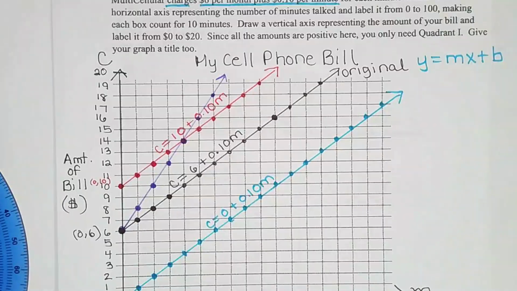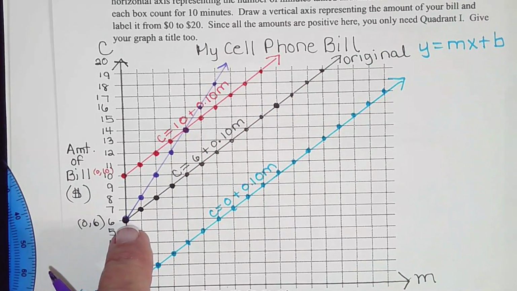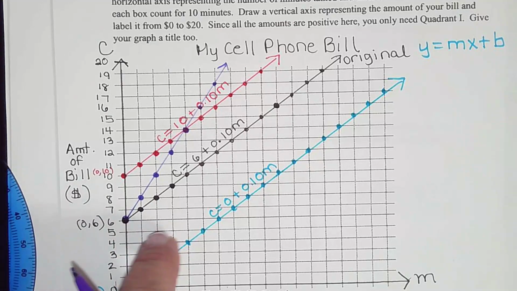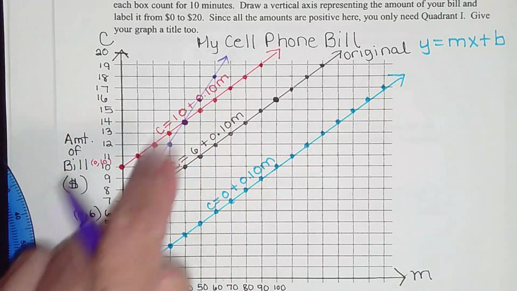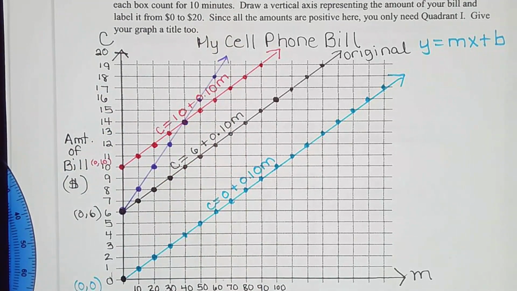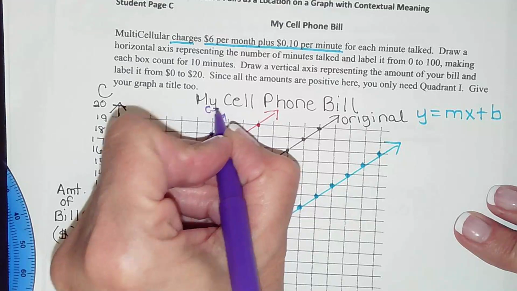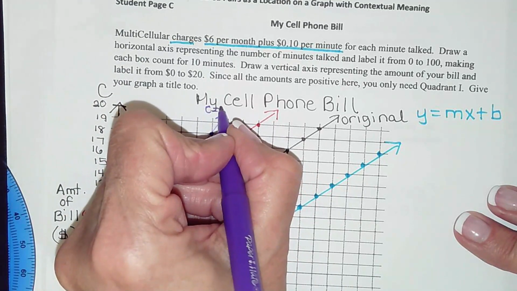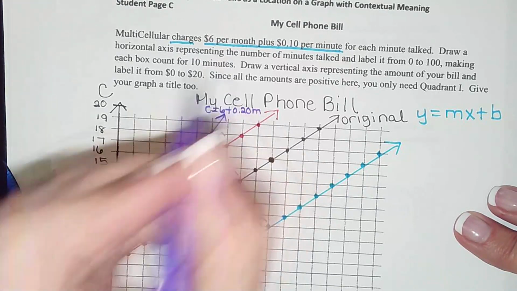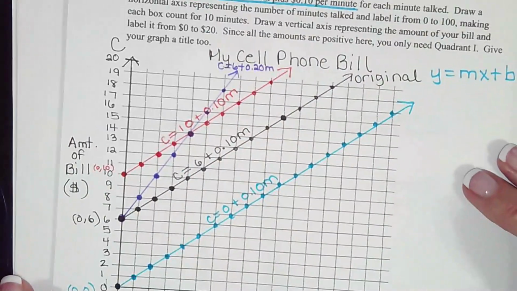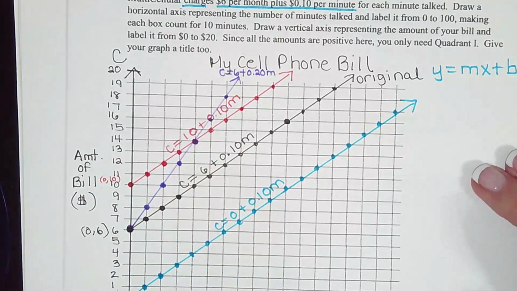So let's see if our prediction was correct. Was the y-intercept the same as the original? Yes. Is the graph steeper than all of our other ones because of the higher per minute charge? Yes, it's going up much more quickly. So this one, I'm going to put the equation up here. C equals $6 plus 20 cents per minute. So y-intercept the same as the original, but the line was steeper.